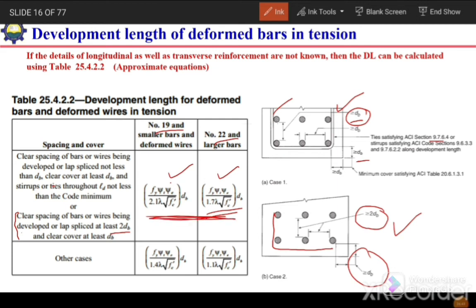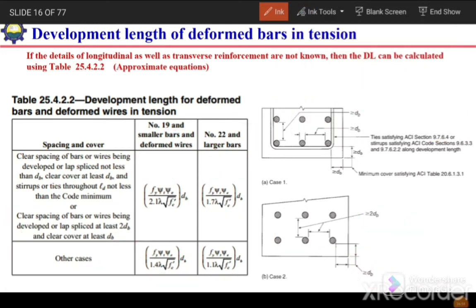But if these conditions are not satisfied, then we can go for these equations. We can see here in the last two equations that the factor is 2.1, but here the factor is 1.4. So for other cases where these conditions are not satisfied, we will further increase the development length. Here the development length will be more, and in this case the development length will be lesser. For example, if the spacing between the bars is less than 2 times the diameter of the bar, in that case this formula will be used and the calculated development length will be higher.